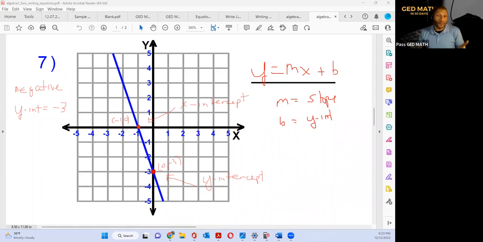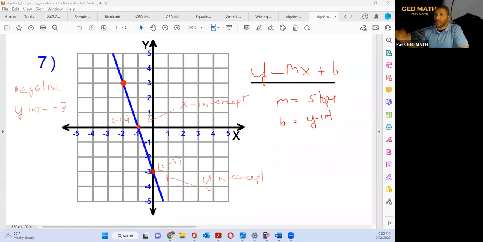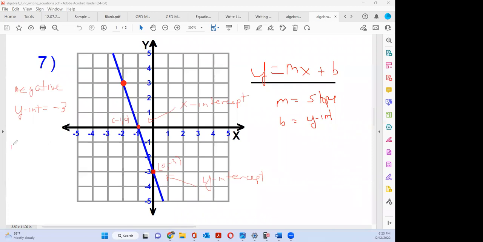So remember, look, you need 2 points. You could also choose this point. That was the point I chose. Okay, that's the point you chose. Good. Either one of those points. So we know it's a negative slope. We know the y-intercept is -3. And now we want to find the slope. How do we find the slope between 2 points on the graph again? Rise over run.